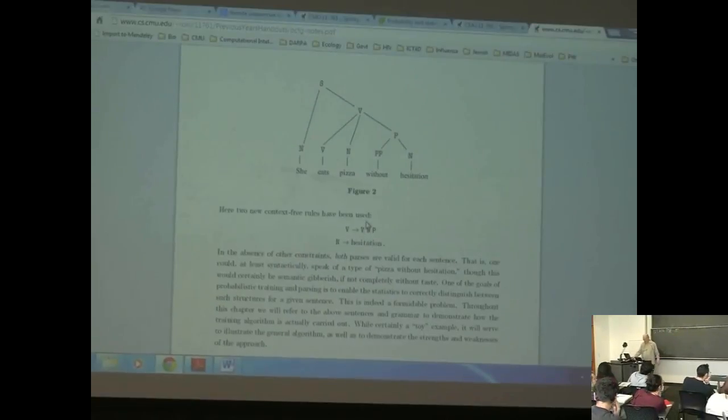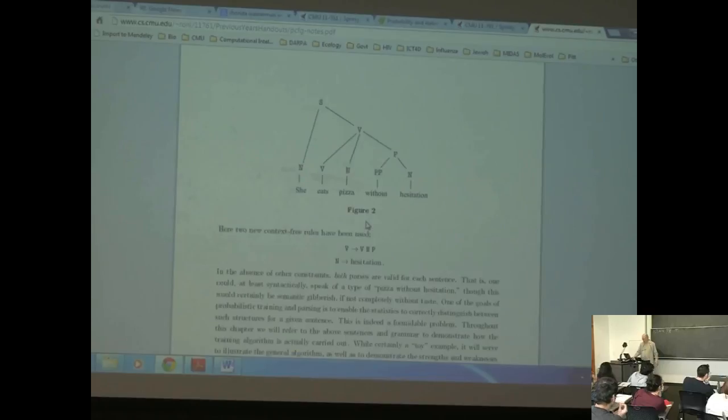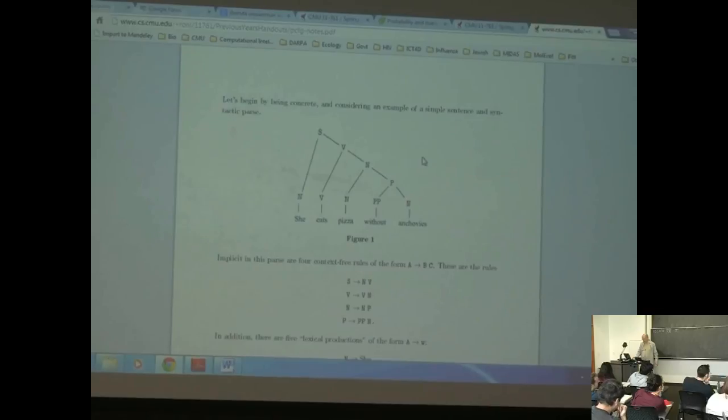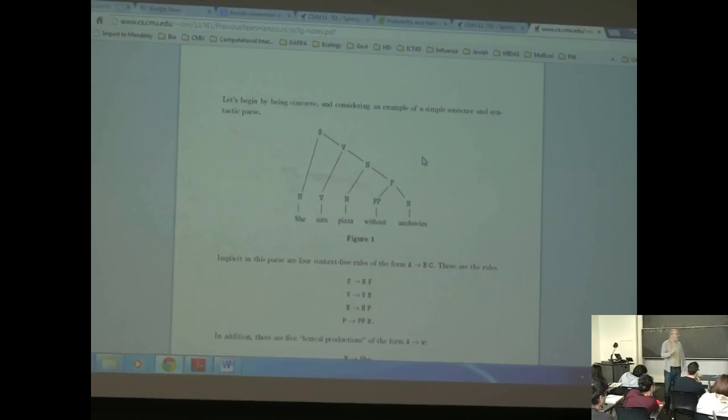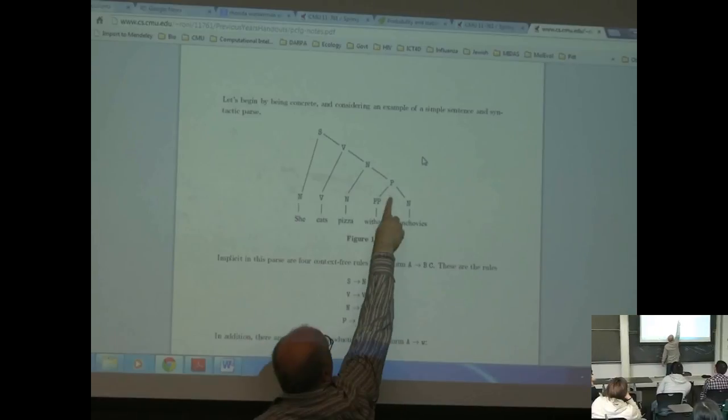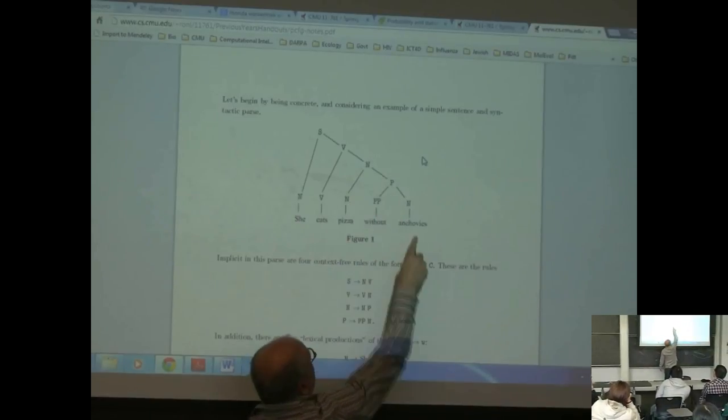Okay, so here's a nicer example. She eats pizza without hesitation. Interestingly, here's she eats pizza without anchovies. It's a very nice pair of sentences because from a context-free grammar point of view, they're the same. If you look at the sequence of pre-terminals, the parts of speech, they are noun, verb, noun, preposition, noun. But the correct tree for each one of them is different. In the case of anchovies, without anchovies modifies the pizza. So this prepositional phrase is a child of this noun phrase, pizza without anchovies.